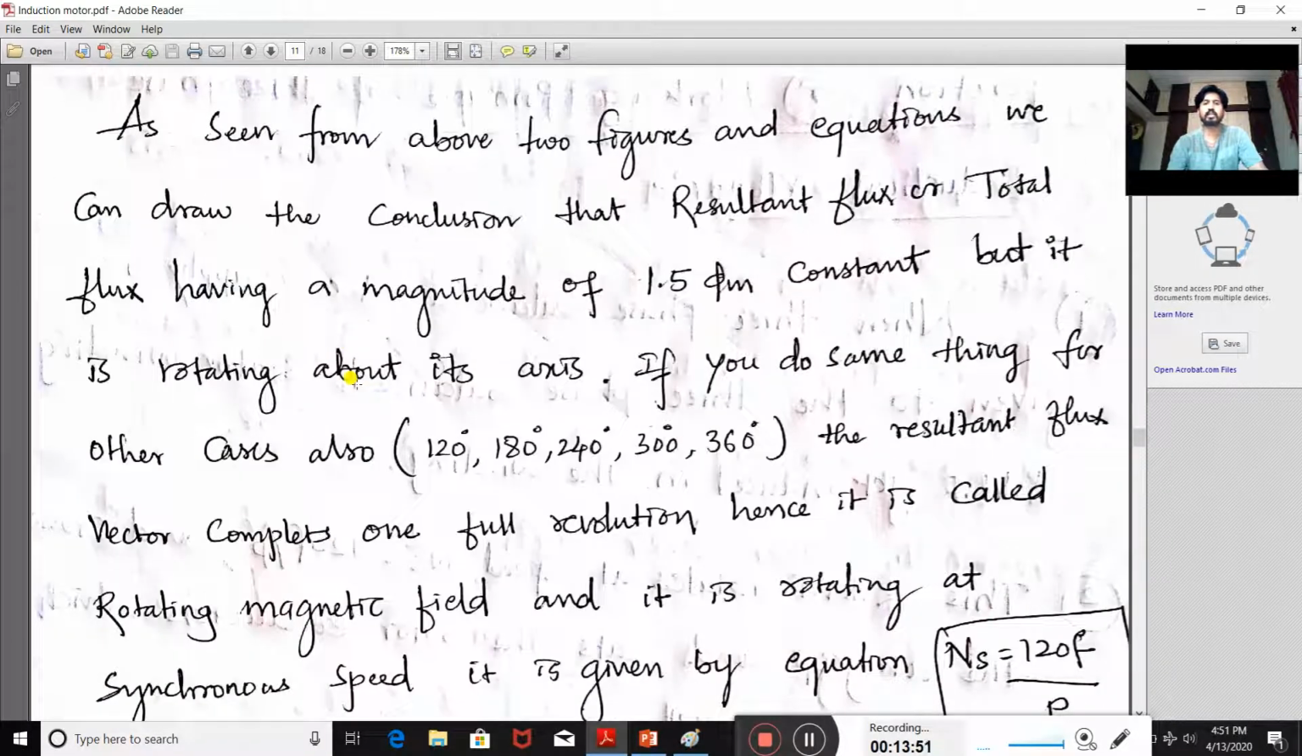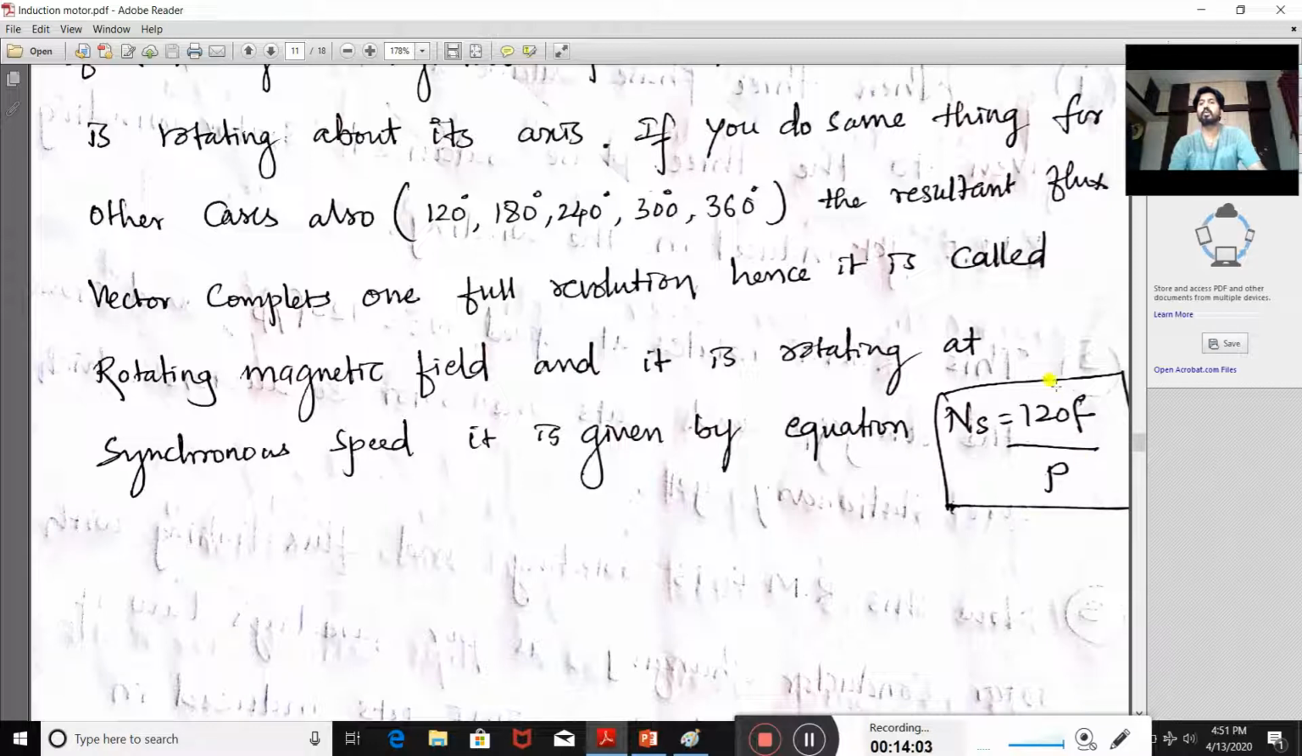And this RMF that is created is rotating at a particular speed. That speed is given by the equation Ns is equal to 120 f by P, where f is the supply frequency and P is the number of poles in the stator. Suppose the number of poles P is equal to 4 and the frequency is 50 hertz, then we get Ns equal to 1500 rpm. What does this indicate? It indicates that the magnetic field is rotating at 1500 rpm. That is the meaning of 1500 rpm.